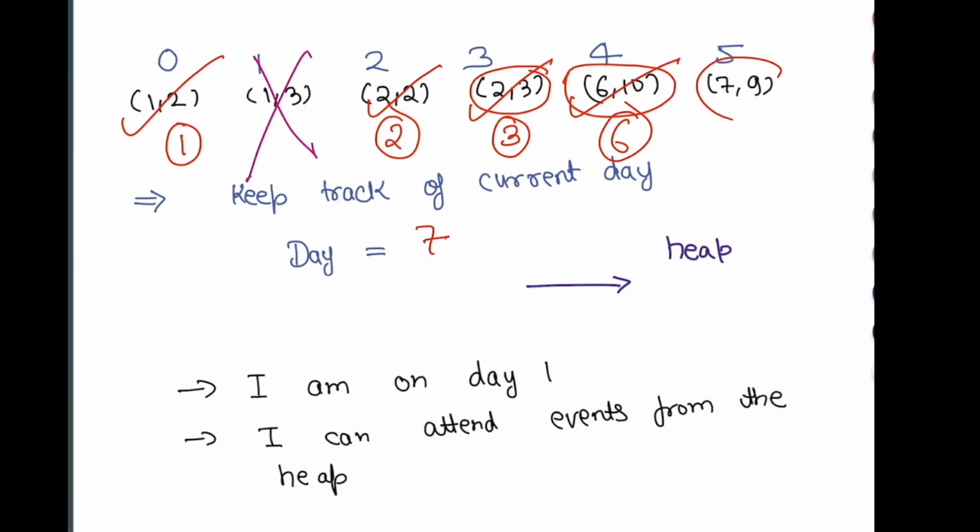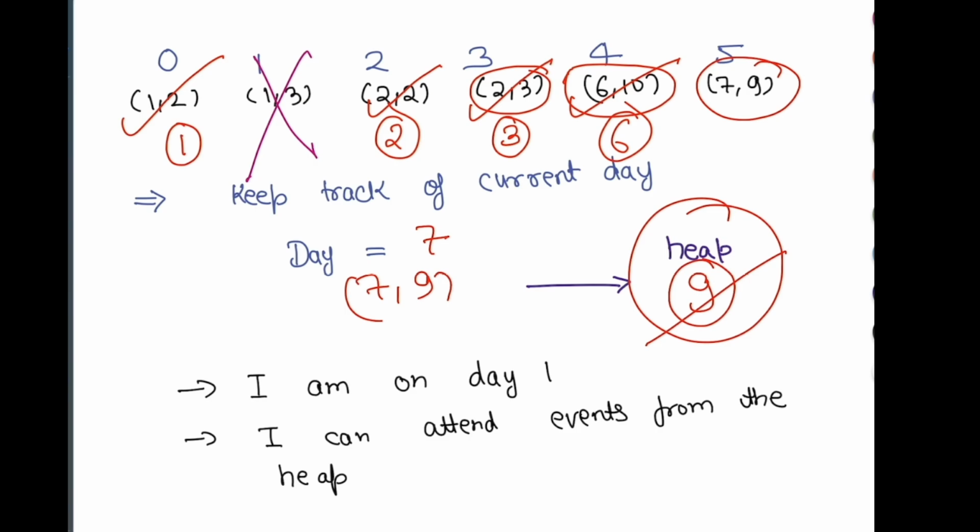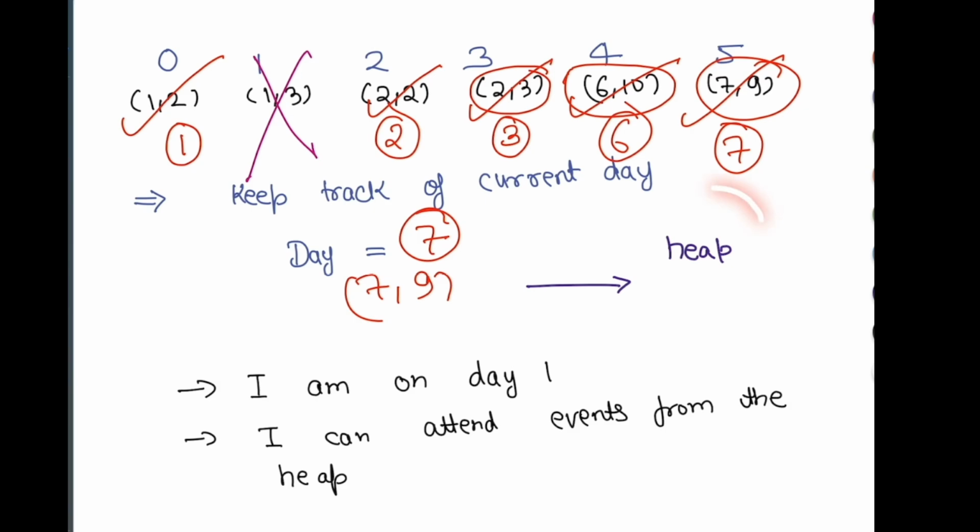For day number 7, this is our data 7, 9. This can be attended till day number 9. We just have one data in our heap which is ending on day number 9. So we are going to process it on day number 7 only. And now our heap is empty. Even though our heap is empty, we have no data to process, and our events are also processed. We have seen all the events, right?